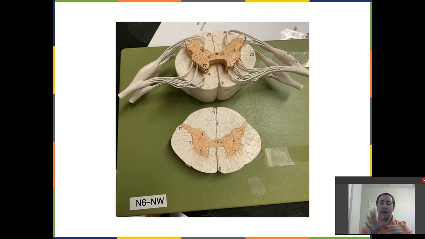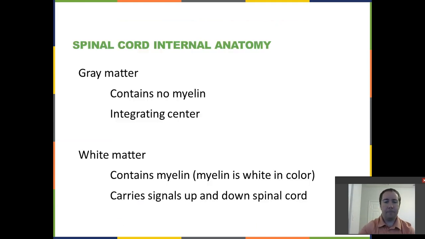Remember, the myelin is on axons where we carry signals. Neurons that are integrating centers, they're the end of the line. Signals come in, they turn it around and send it back out through motor neurons. They don't need myelin. They're not sending signals anywhere. They're just giving orders. The white matter, though, is carrying information. It's carrying signals up and down the spinal cord. We want that to happen quickly, and so we put myelin on it.